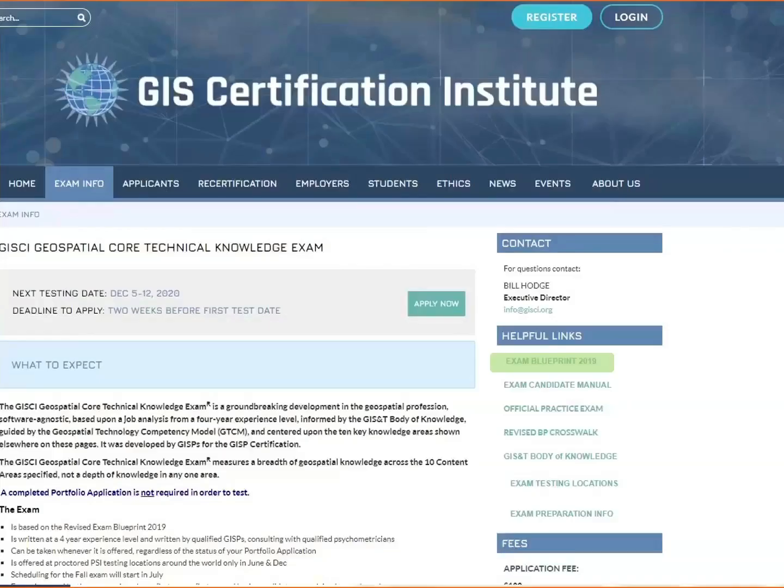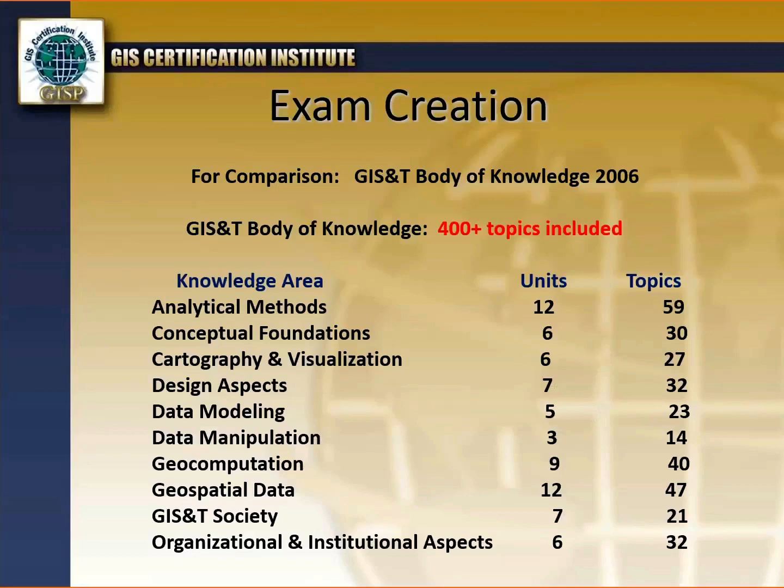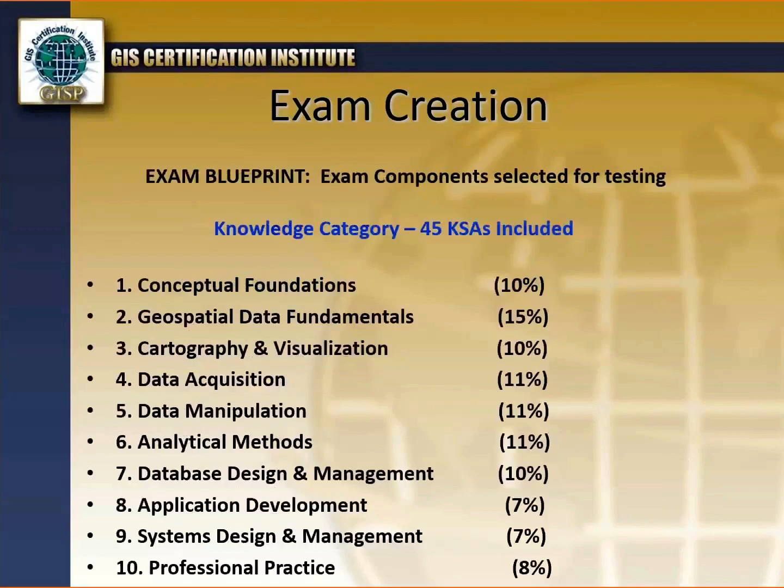So one of the things that they've done is there's an exam blueprint on the GIS certification page. If you go to exam info, the helpful links, the exam blueprint goes through and identifies the weighting of each of the areas. So you can look at this and plan your preparation around it. We've got a percentage for each of those knowledge areas. And so you can use that to plan.